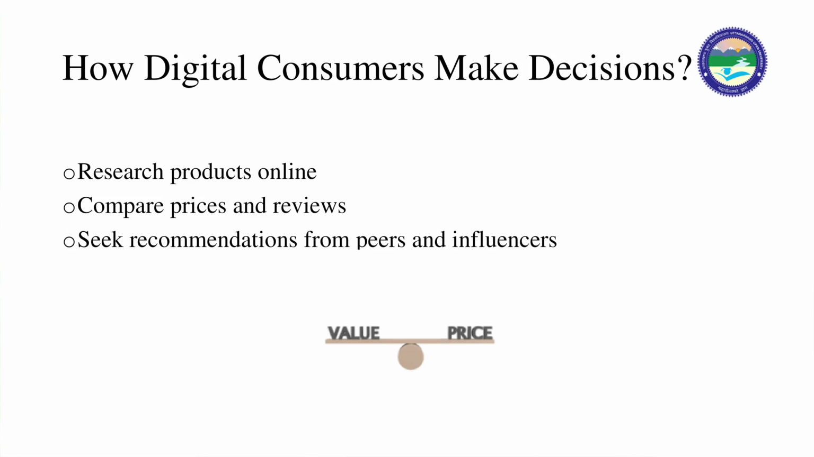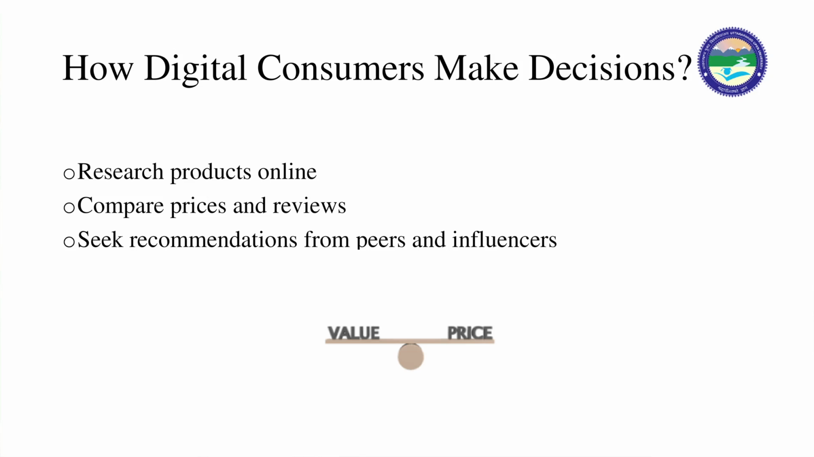The decision-making process of digital consumers comprises researching products online, comparing prices and reviews, and recommendations from peers and influencers. The key activities of researching products online are searching for products or services on search engines like Google, browsing through brand websites, blogs, and e-commerce platforms, for example, Amazon and Flipkart, and reading product descriptions, specifications, and usage guides.